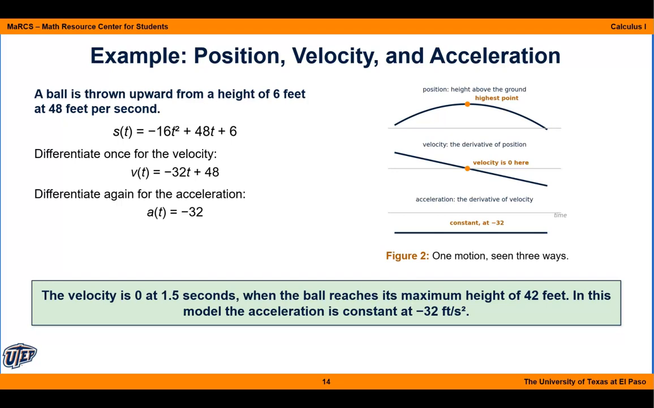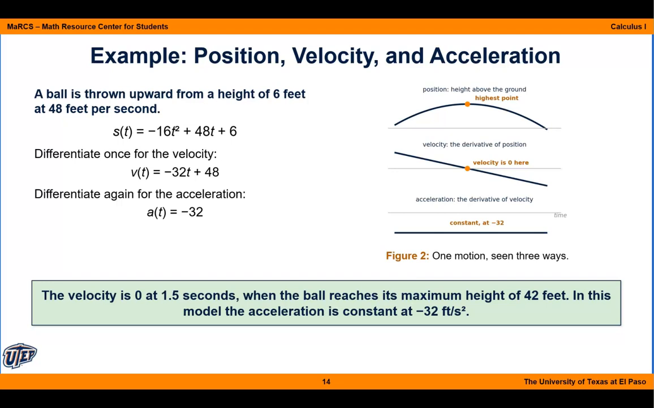Now differentiate velocity to obtain the constant acceleration. a of t is equal to v prime of t, which is equal to negative 32 feet per second squared. At the highest point, a ball changes from moving upward to moving downward, so its velocity is 0. Solving negative 32t plus 48 equals 0 gives us t equals 1.5 seconds. Substituting this time into the position function gives us s of 1.5 equals 42 feet. Therefore, the ball reaches a maximum height of 42 feet after 1.5 seconds.